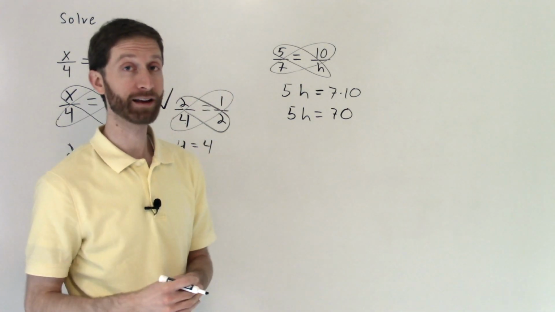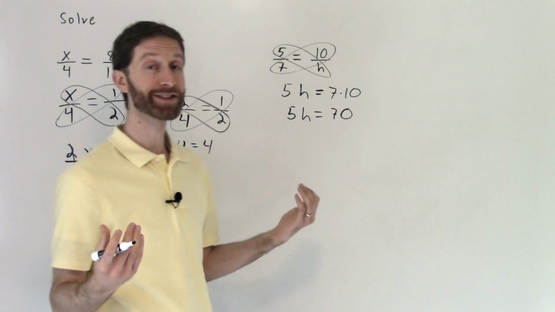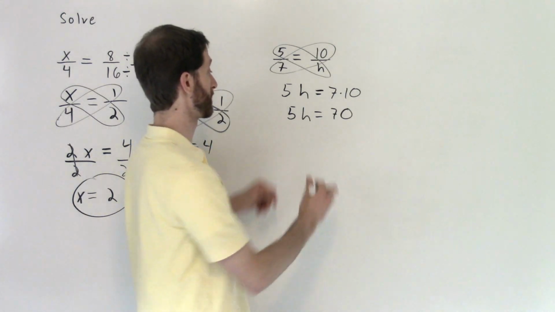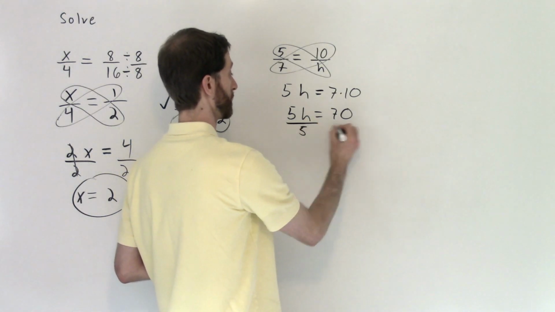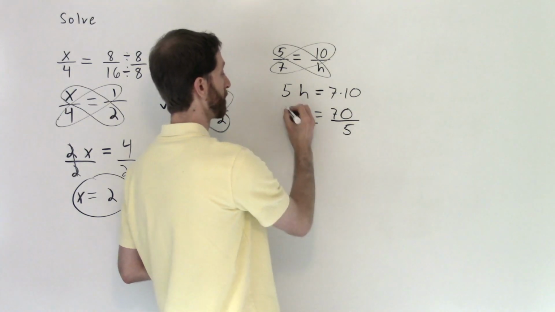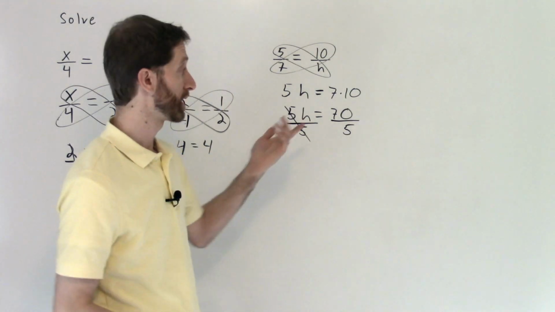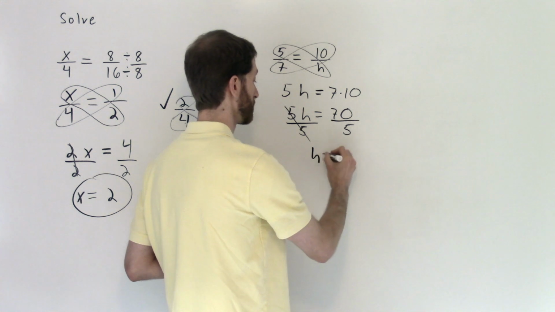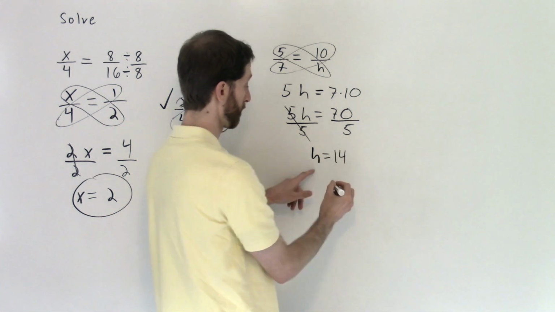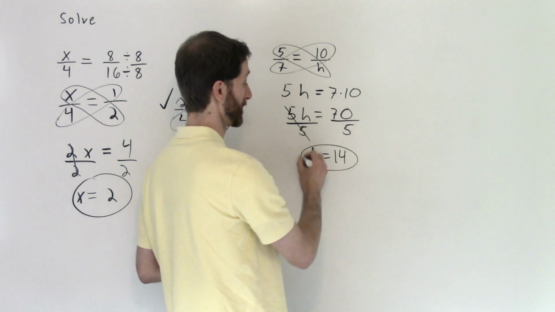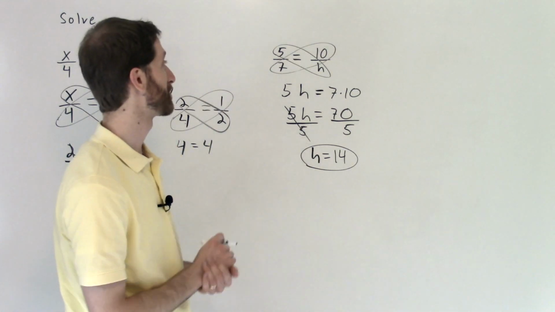How do I reduce that? Or solve it rather? I divide both sides by 5 to undo 5 times h. So I divide both sides by 5. 5 divided by 5 is 1. 70 divided by 5 is 14. And that is a funky looking h there, but trust me, it's an h. And that's our answer, 14.